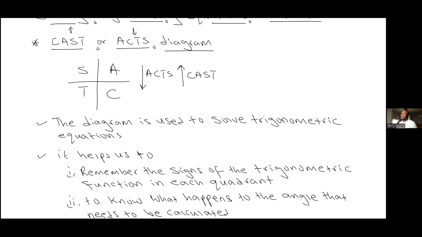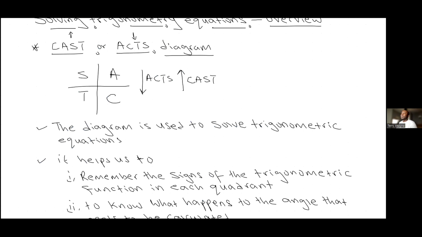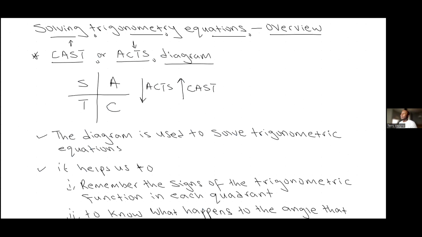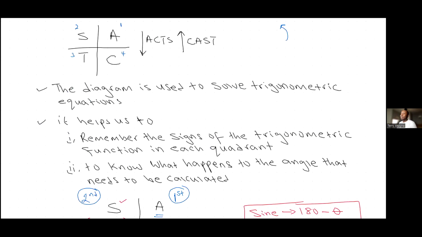So it's either called cast or act. Usually we go anti-clockwise, okay? So that's why it's called cast, but sometimes if you want to go clockwise, it's called act. And that also means this is the first quadrant, the second quadrant, the third quadrant, and the fourth quadrant, okay? And after that, I also explained to you that you need to remember the signs of this.